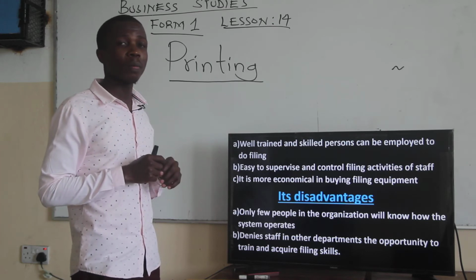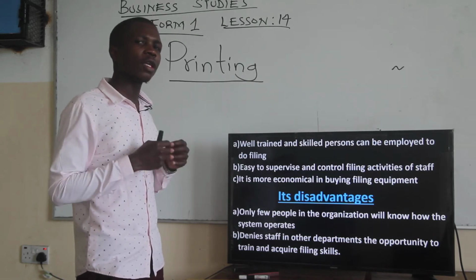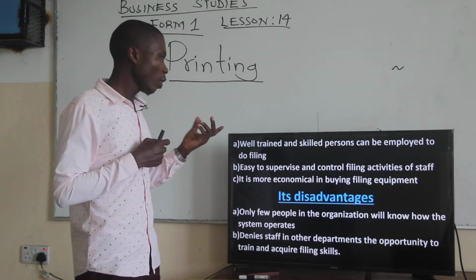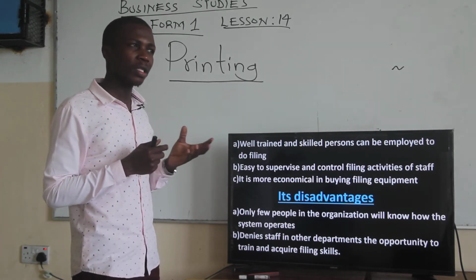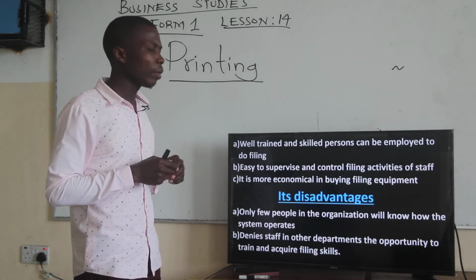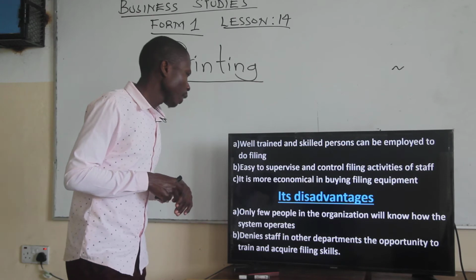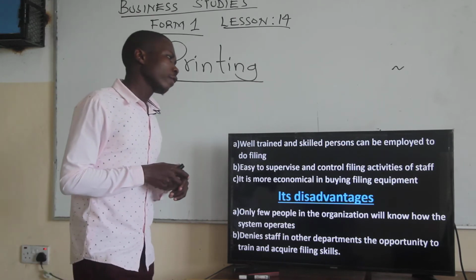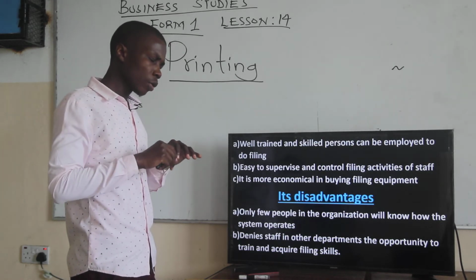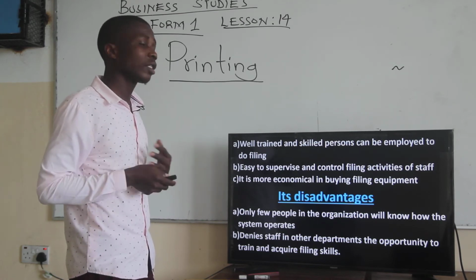And for that filing system, it advocates for the organization employing somebody who is knowledgeable or well-equipped in management of the files. And basically here we are talking about e-filing, whereby we use the computer, etc. Then the next, easy to supervise and control filing activities of staff. So when they are controlled by only one person, then it's easy to supervise and also control all the activities that are taking place within them.